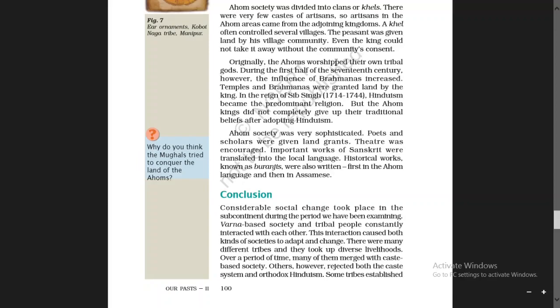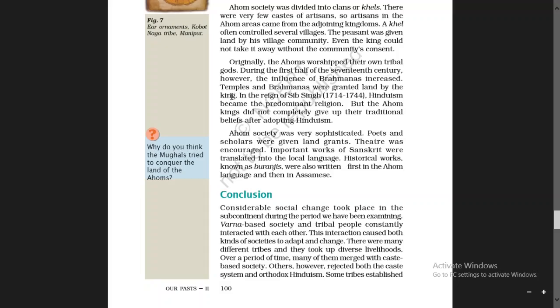Originally, the Ahoms worshipped their own tribal gods. During the first half of the 17th century, however, the influence of Brahmanas increased. At the time, temples and Brahmanas were granted land by the king.